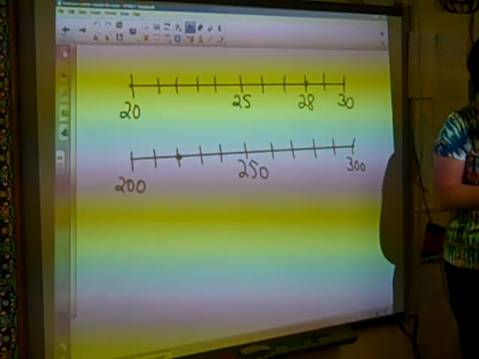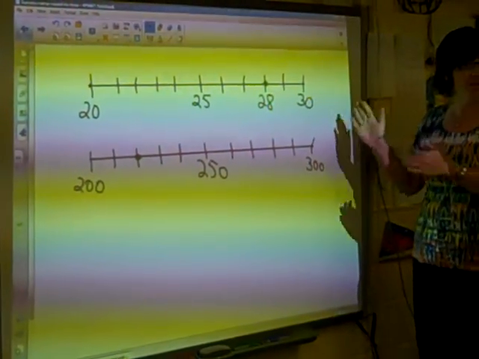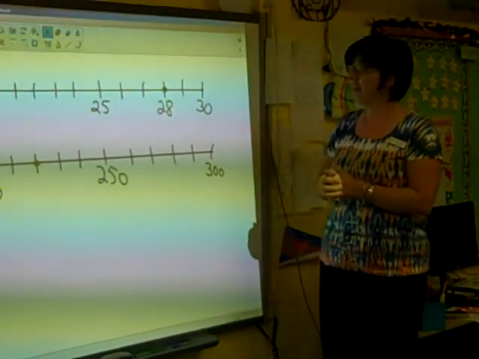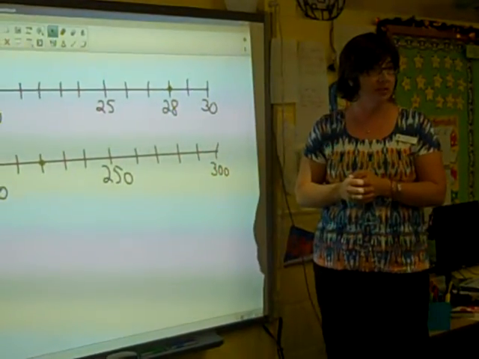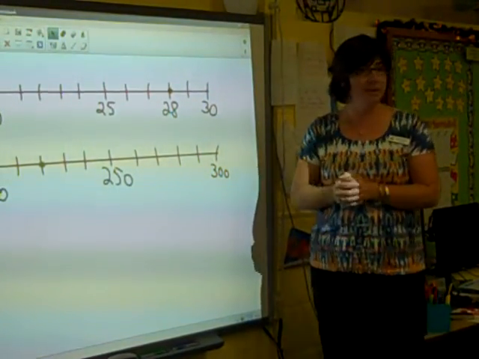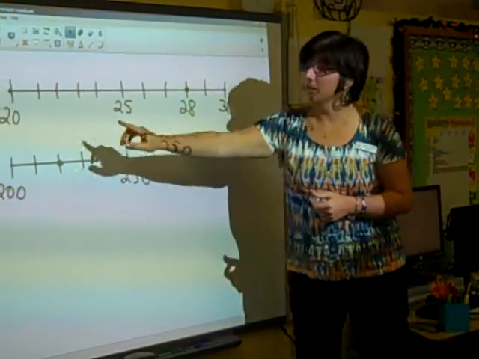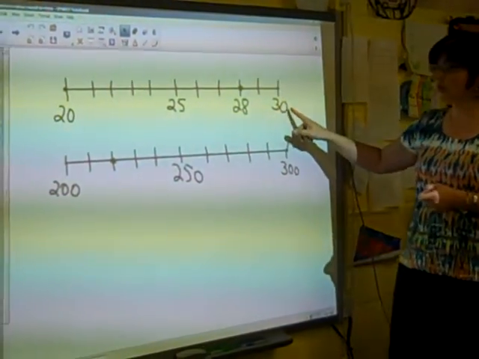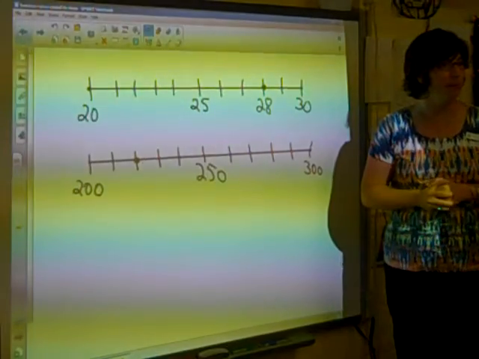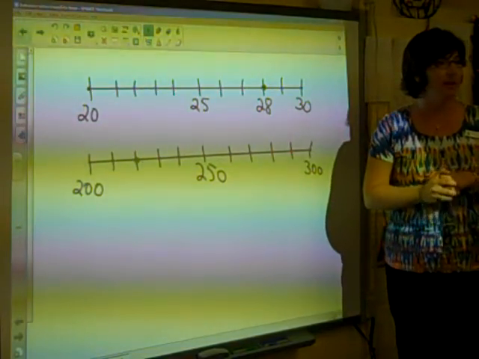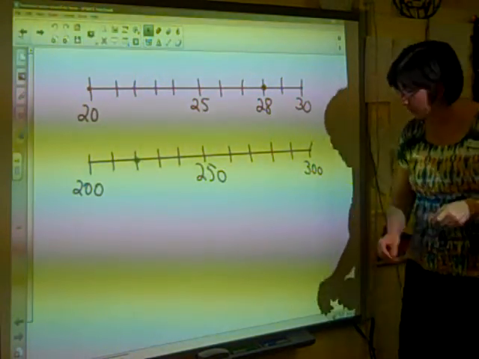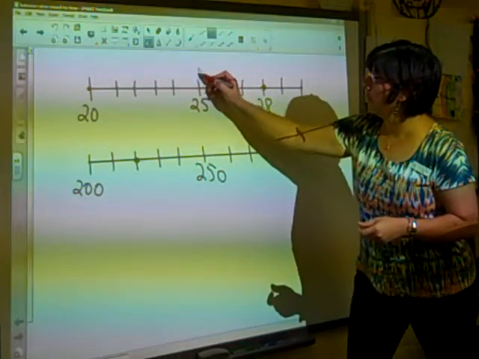So on Friday we talked about rounding. Number lines was one way that we talked about how to round. So what is the midpoint in our number line? For the number line 20 to 30, what would be the midpoint? Danny? 25. So 25 would be our midpoint.